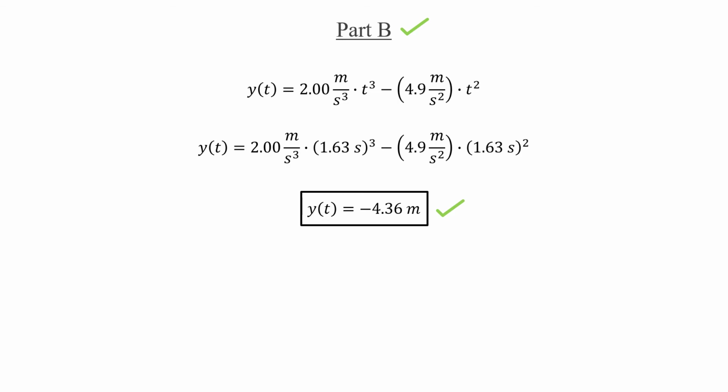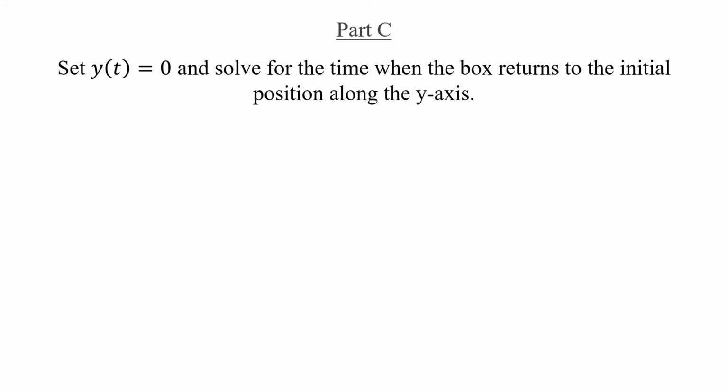Speaking of the box dropping down and rising back up again, we have one last part, part C. We need to set the position equation equal to 0 and solve for the time for when the box returns to that initial position. That's what part C wants us to do. It wants us to get a time. So if we grab our blue position equation that we did all that work for, and we set it equal to 0, we have a t cubed and a t squared in this expression, so we can factor out a t squared.